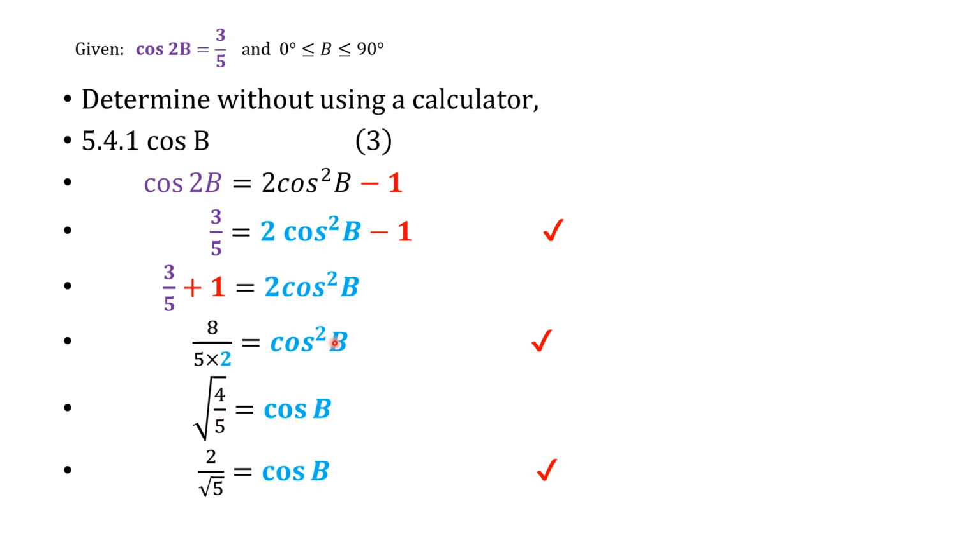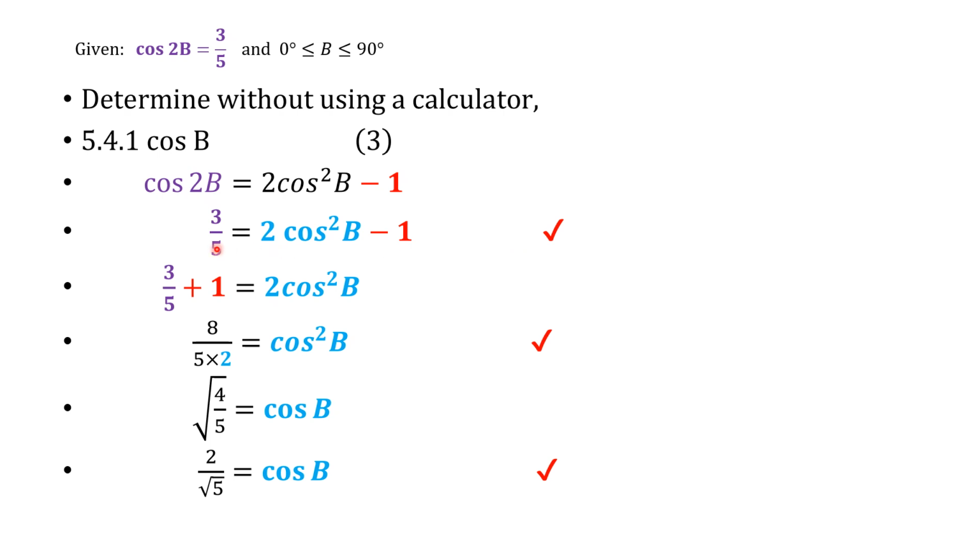To go from cos squared to cos, we have to find the square root. So that becomes the square root of 4 over 5. We can find the square root of 4, which is 2, but the square root of 5 we leave as square root 5. It's not a perfect square.